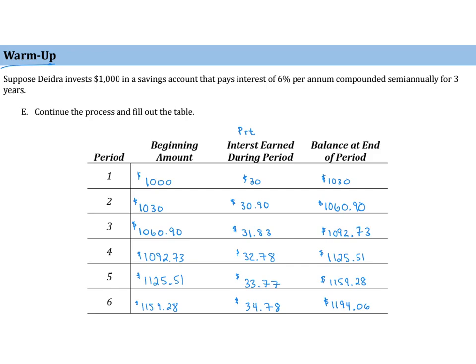Now, there are two problems with this method. One is, could you imagine if you made an investment of any significant length of time? This was 6 periods because we had 3 years and it was compounded semi-annually. Could you imagine if it were compounded quarterly, 4 times per year, and you did it for 10 years? So that's 10 times 4. That'd be 40 periods. So this would be really cumbersome. Also, we did a lot of rounding in this process.